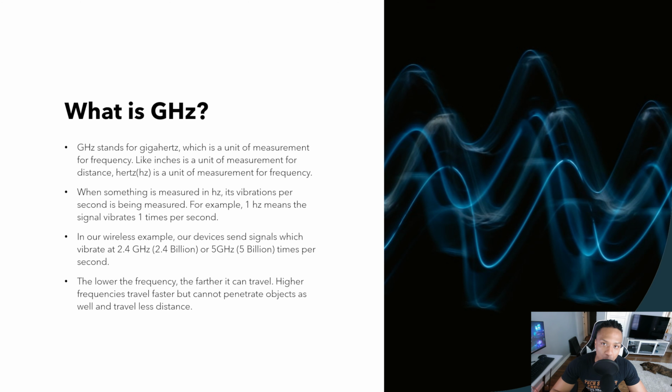Hertz is a unit of measurement for frequency. When we measure something in hertz, we are measuring the vibrations per second. For example, 1 hertz will be something vibrating essentially 1 time per second. You can see this wavelength here. This is the vibration, and this is 1 time per second for 1 hertz. In wireless, though, we use gigahertz. Gigahertz is 1 billion times, so 2.4 gigahertz is 2.4 billion and 5 gigahertz is 5 billion times per second.